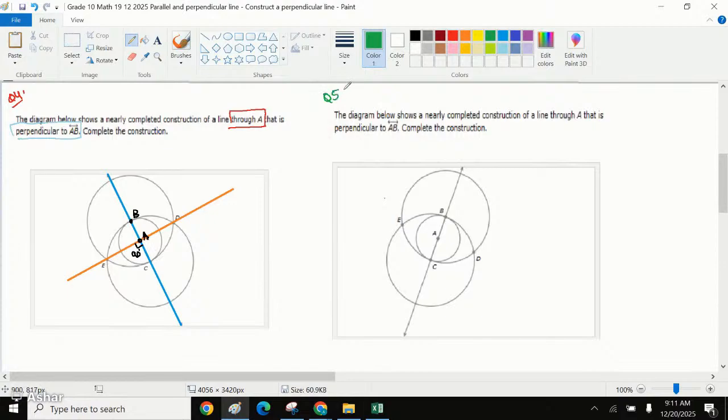Question number 5 says the diagram below shows a nearly completed construction of a line passing through A. That is passing through point A. Okay, this is our point A over here. But that is perpendicular to AB.